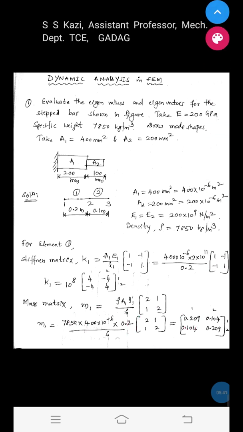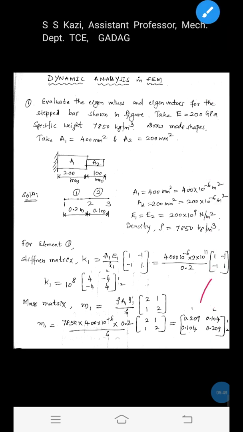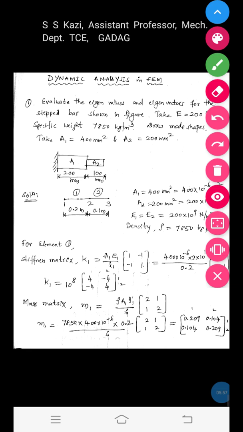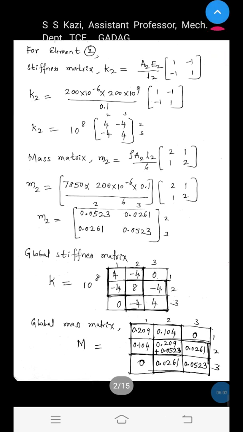Okay, likewise you will get this matrix 0.209, 0.104, 0.104, 0.209, and write the DOF numbers. Since element 1 consists of two nodes, node number 1 and node number 2, you write DOF numbers 1 2 1 2. Next, generate the stiffness matrix for element 2 by using the formula AE by L times 1 minus 1 minus 1 1.